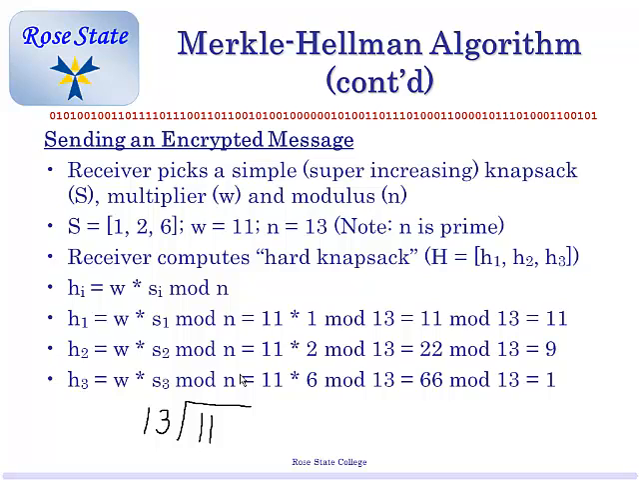So it was 11 times 1, which is 11, mod 13. So 11 mod 13 is 11. Now let's do the second one. 11 times 2 is what? 22. You guys are good. Maybe it was written right there.